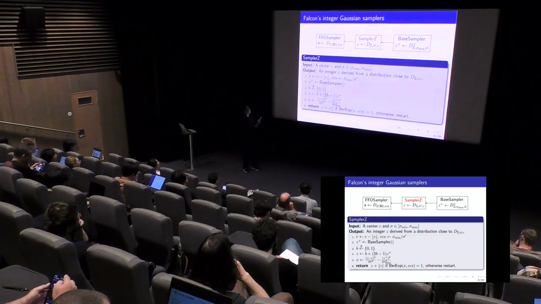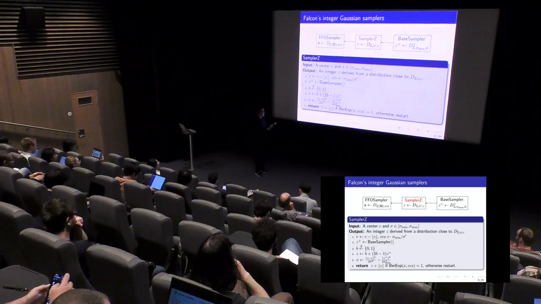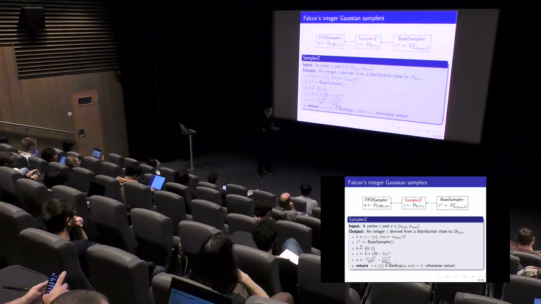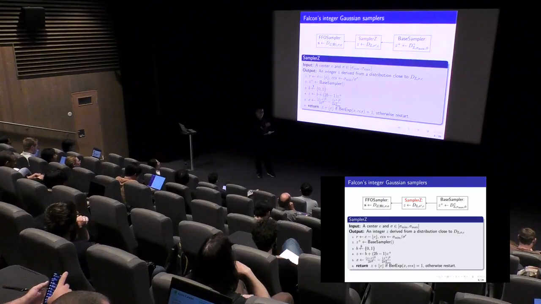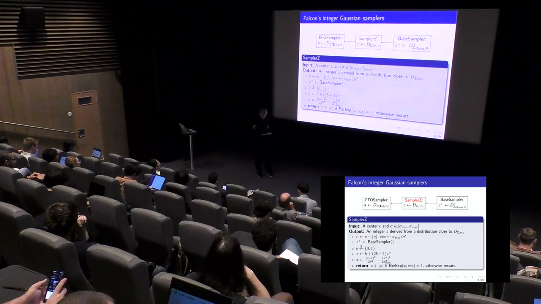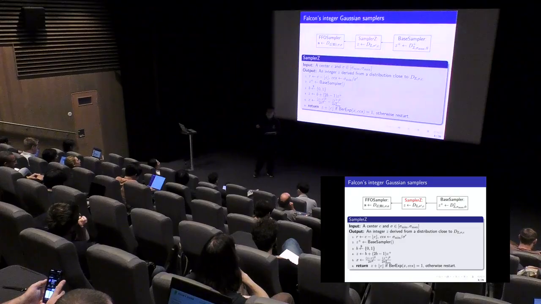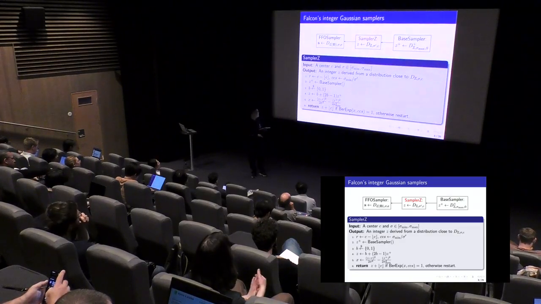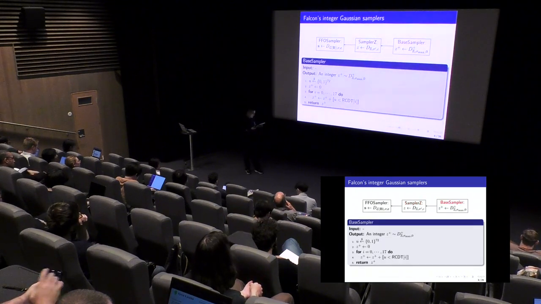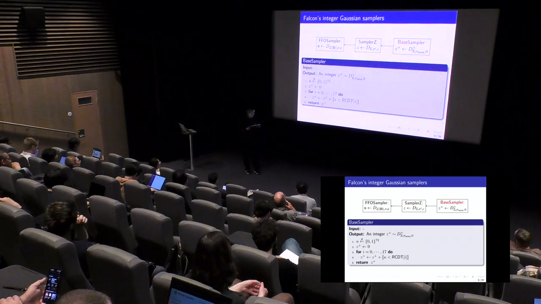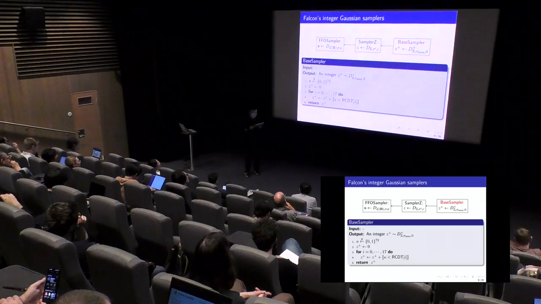So what is half Gaussian? You just eliminate all the negative part and concentrate on the positive part, including zero. The base sampler is implemented with a table-based approach.